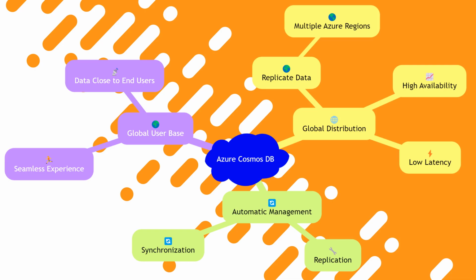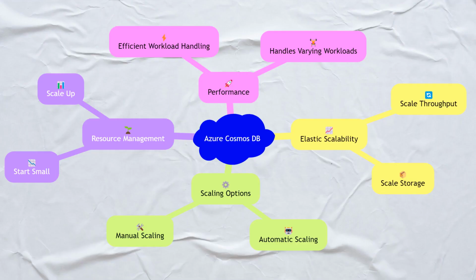the end users. Azure Cosmos DB offers elastic scalability, allowing developers to scale throughput and storage independently and on demand. This means you can start with a small amount of resources and scale up as your application's needs grow. The service provides automatic and manual scaling options, giving you control over how resources are allocated. This flexibility ensures that your application can handle varying workloads efficiently without compromising performance.